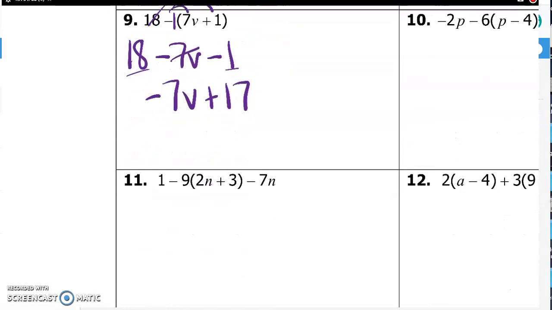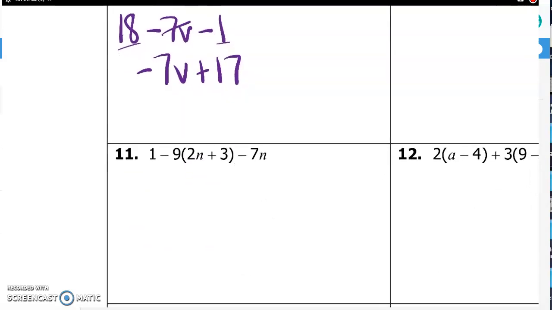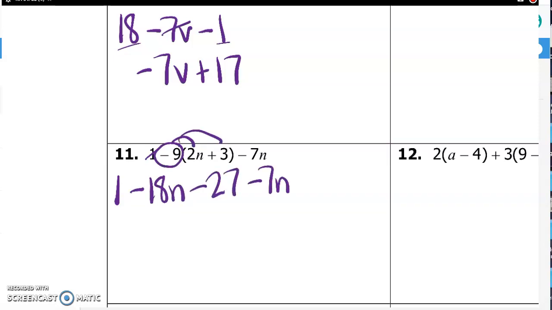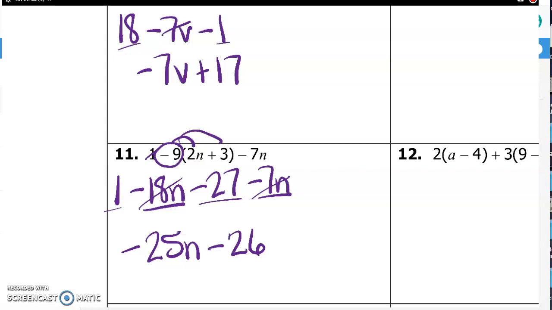Number 11 is like number 7. You do not do 1 minus 9. You bring the 1 down, then you distribute negative 9. So minus 18n minus 27. And then bring down the minus 7n. So negative 18 minus 7 gives us negative 25n. 1 minus 27 gives us negative 26. So negative 25n minus 26.